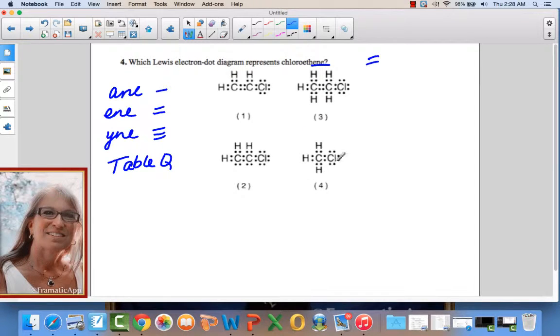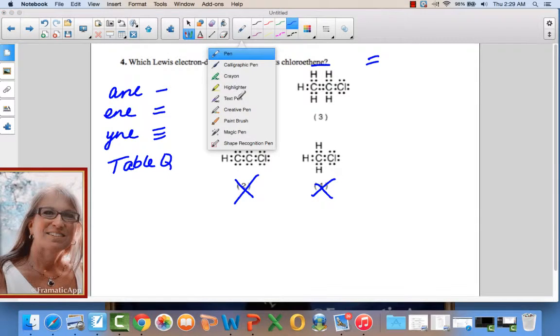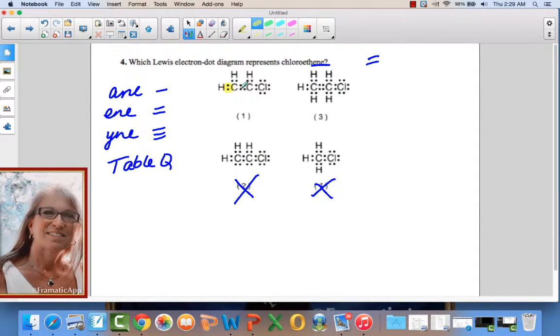So I'm looking for a double bond. 4 is out, 2 is out. So here I see I've got a double bond in the middle here. Let's get a highlighter. And there's a double bond here. Now let's see what's going on.